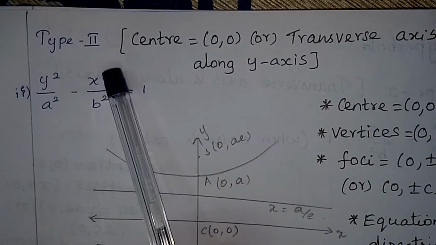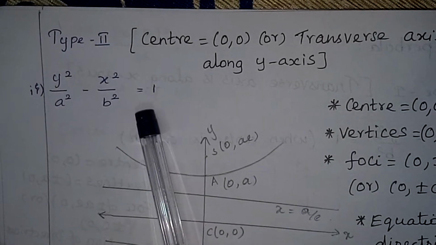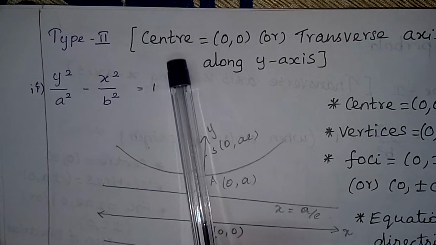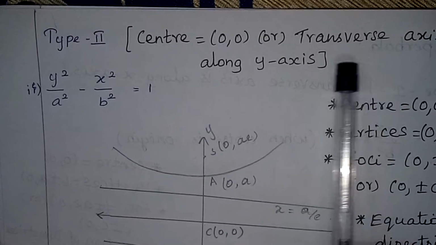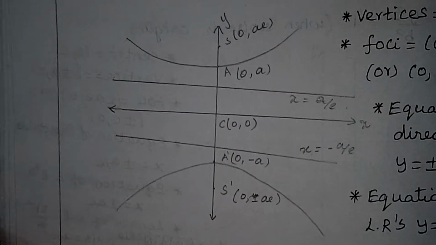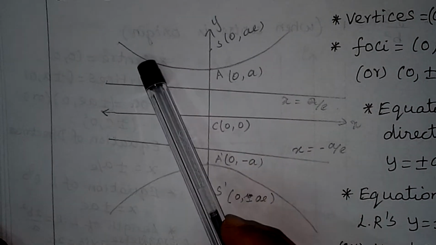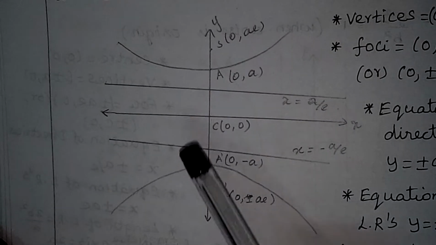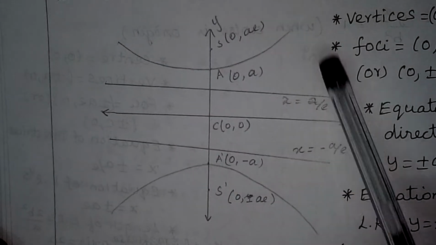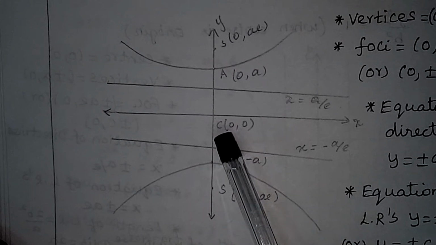Now the second type, it is y square by a square minus x square by b square equal to 1. Here the center is origin and the transverse axis will be along the y axis. The diagram will be like this. Instead of opening left and right, the curves will be opened upward and downward. Two parabola-like curves are together and it is said to be a hyperbola here. This is the second type. And here the center is origin.